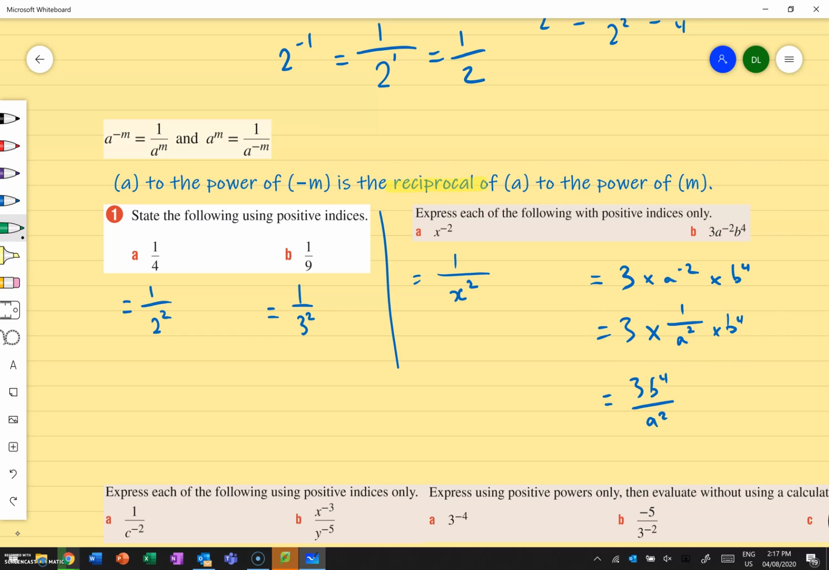However, this step over here is the most important one. We need to be able to separate so that we know the positive and negative terms, the powers, sorry, and then I can go ahead and multiply them afterwards.